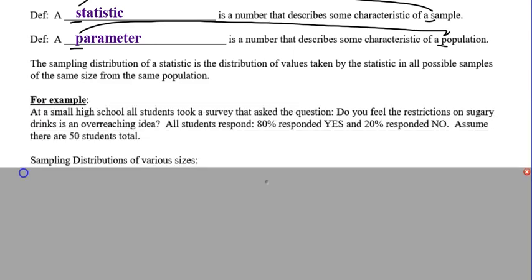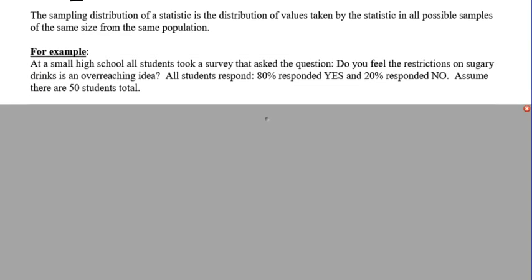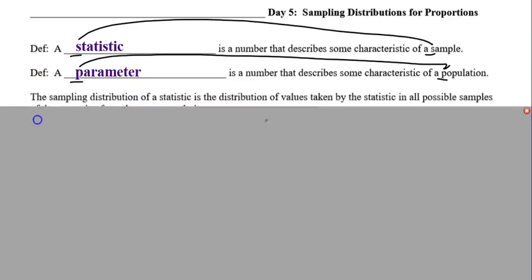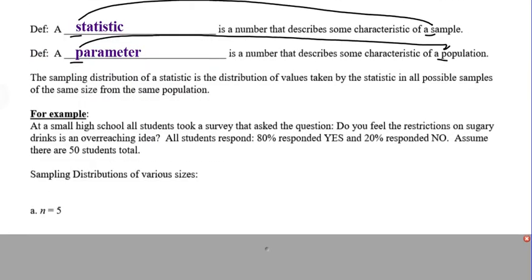So for example, we asked 50 kids at a high school. They all answered. Are the rules on sugar drinks too much? 80% said yes, 20% said no. There are 50 students total. Well, that means 40 of them said yes, and 10 of them said no. What would happen if we only asked 5 students?